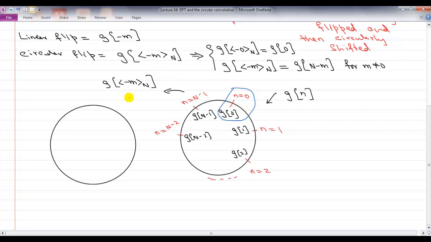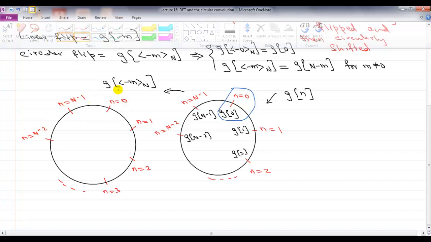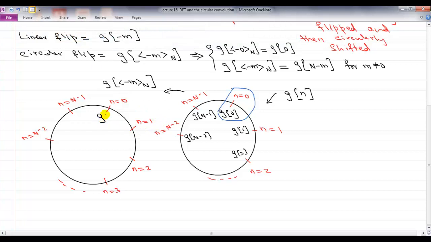So what we can do is now make a new circle and put indices on that, n equal to 0, n equal to 1, and so forth. This circle is going to be representing the circularly flipped sequence. So how do we now fill in values in this circularly flipped sequence? Well, at n equal to 0, we have g of 0. We said that is fixed.